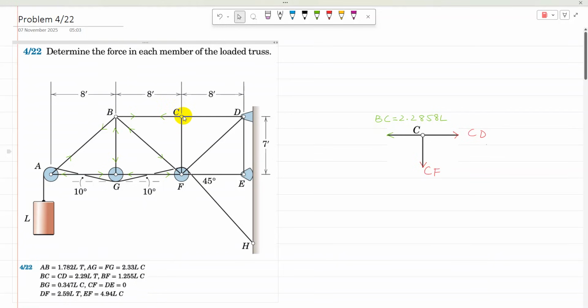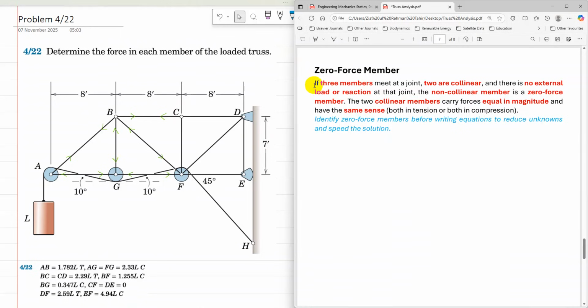So this joint contains a zero force member, and the rule is if three members meet at a joint, at joint C, three members are meeting, two are collinear, BC and CD are collinear, and there is no external load or reaction at the joint, then the non-collinear member is a zero force member.